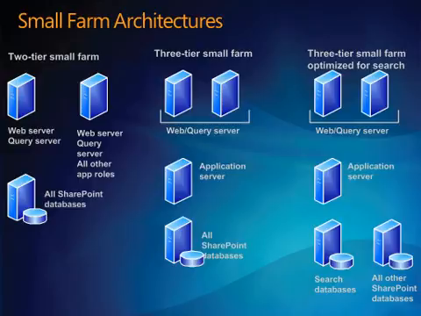A three-tier small farm is essentially the same as a two-tier small farm, except that the third tier has been added, the application server tier. A dedicated application server has been added for environments with moderate service usage. The third example of a small farm topology, a three-tier small farm, building on two previous examples, is optimized for search and uses hardware dedicated to search databases. This topology, being optimized for search, will work well in environments with up to 10 million searchable items.